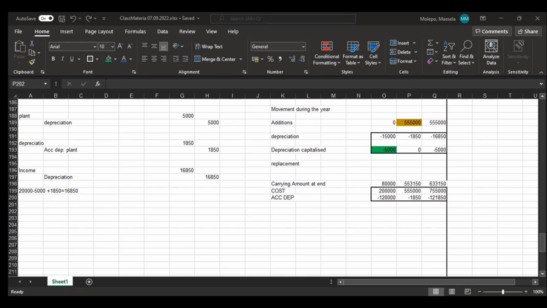The gain or loss arising from the derecognition of a PPE item shall be determined as the difference between the net disposal proceeds, if any, and the carrying amount of the item. The consideration receivable on disposal of a PPE item is recognized initially at its fair value. Then we're going to work through example 8.